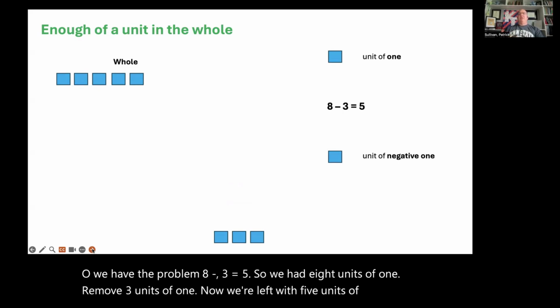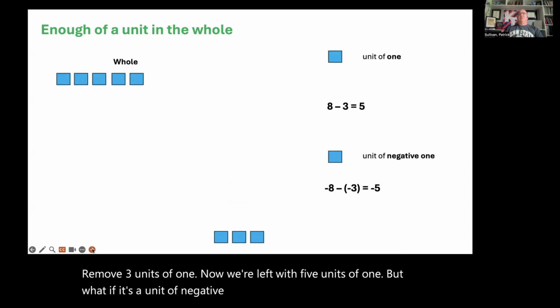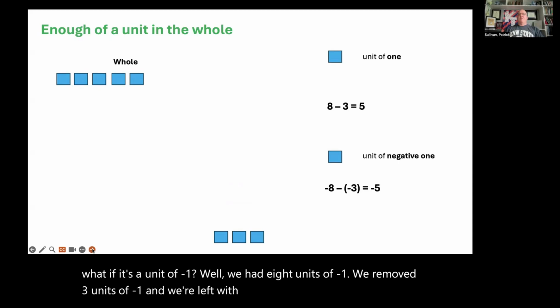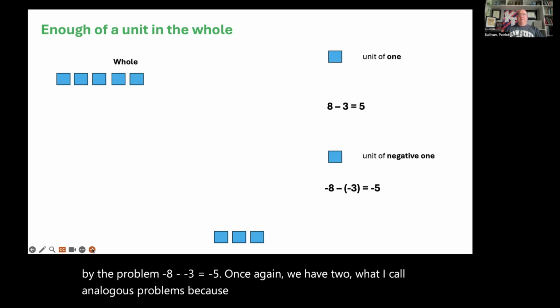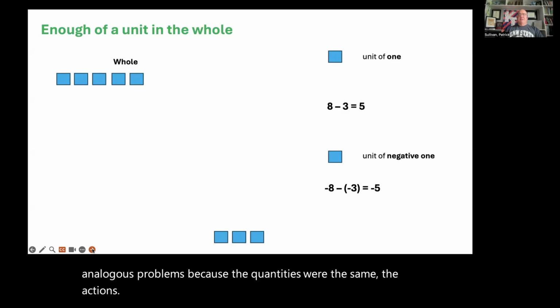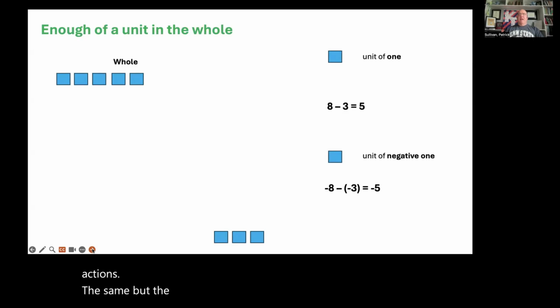But what if it's a unit of -1? Well, we had 8 units of -1. We removed 3 units of -1, and we're left with 5 units of -1, which is modeled by the problem -8 minus -3 equals -5. Once again, we have two what I call analogous problems because the quantities were the same, the actions were the same, but the units those actions were applied to were different.